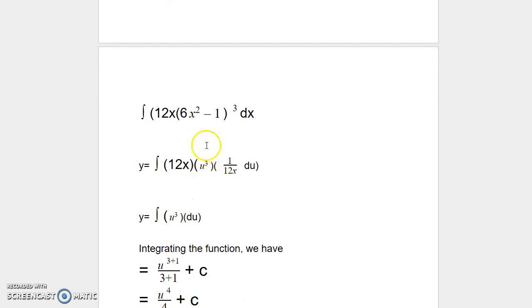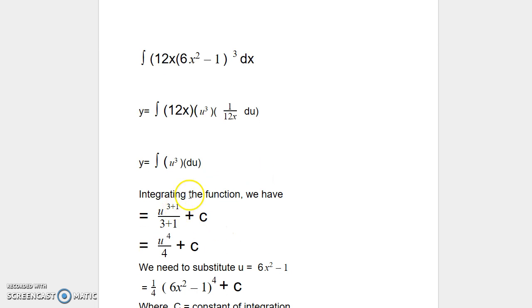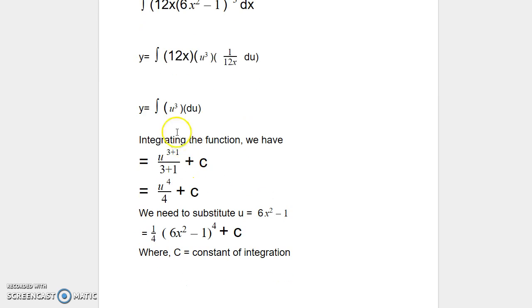Now we have successfully substituted all the terms, and now we want to simplify it. So we have a 12x in the numerator, 12x in the denominator. Those cancel out. We are left with y is equal to integral u cubed du. Okay, so now we are ready to apply the process of integration. So integral u cubed we can write as u to the power of 3 plus 1, the whole thing divided by 3 plus 1, plus c, where c is a constant of integration.